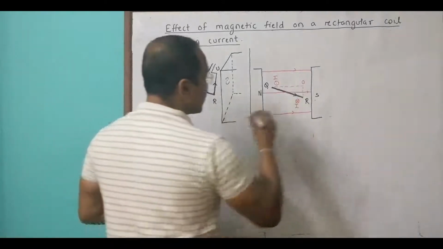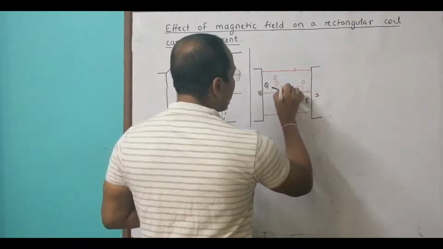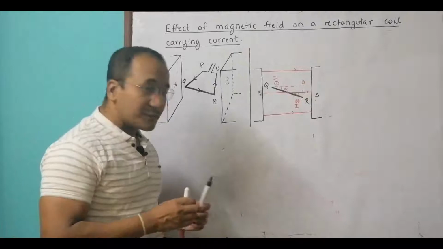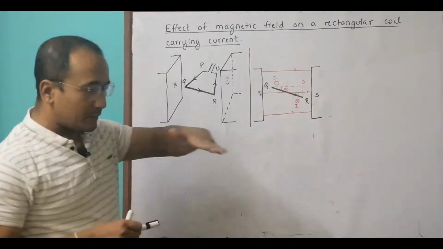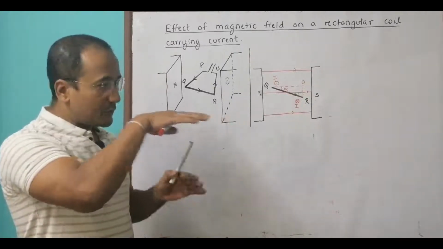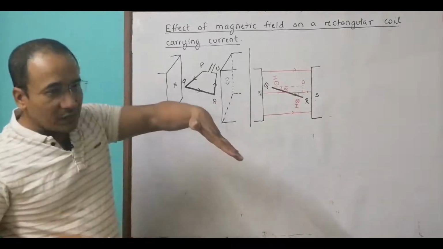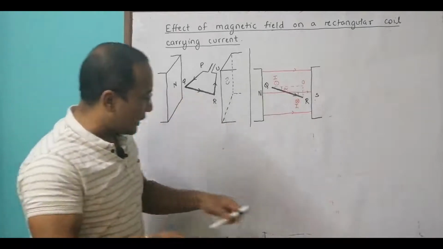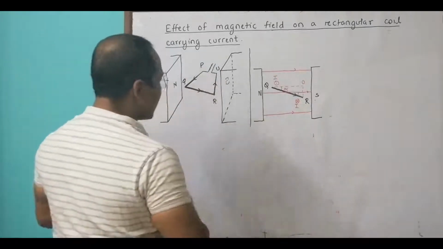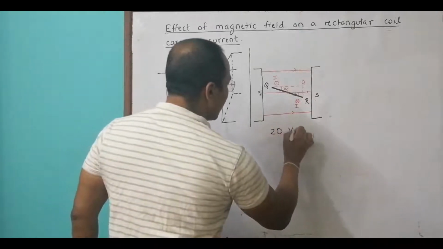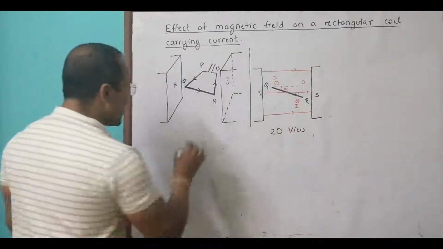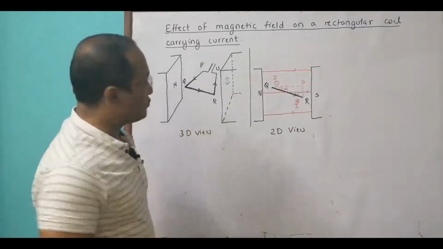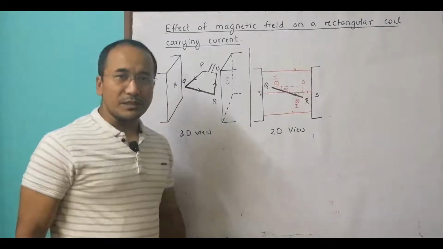Now let's say that this angle and this angle are equal to alpha. This is the angle formed by the plane of the coil with the field lines. The field lines are going like this, the plane of the coil is like this, so that is the angle. So this angle is angle alpha. Let me write here, this is a 2D view, often called direct view, and this is a 3D view, often called perspective view. So this is the complete diagram.